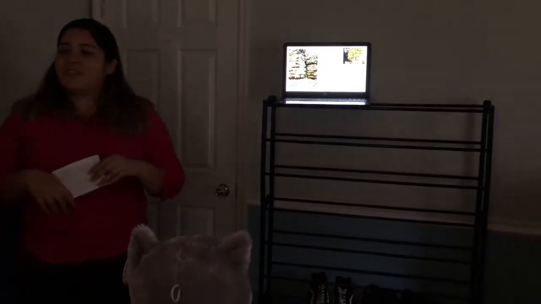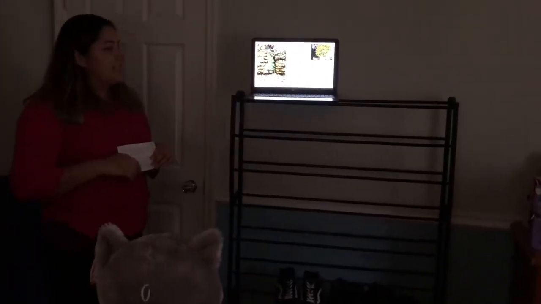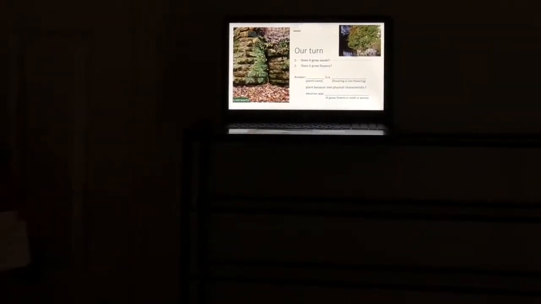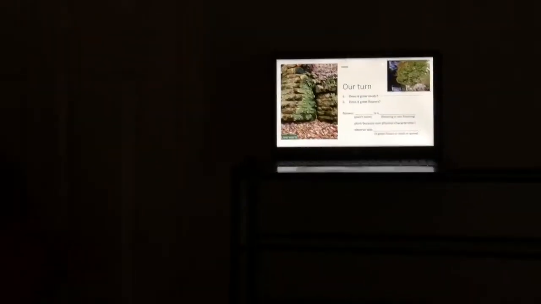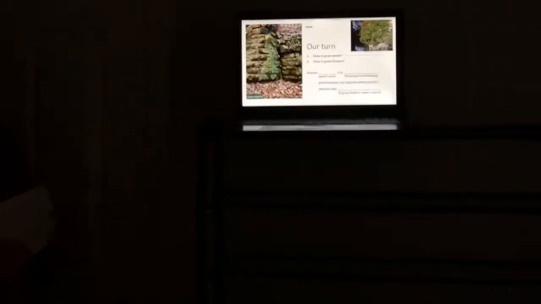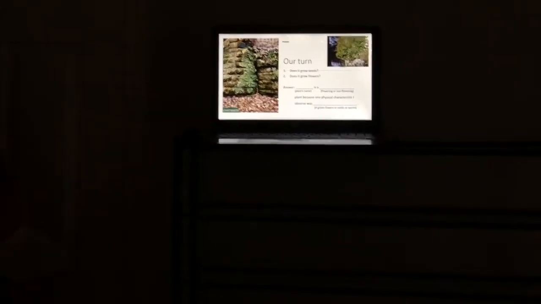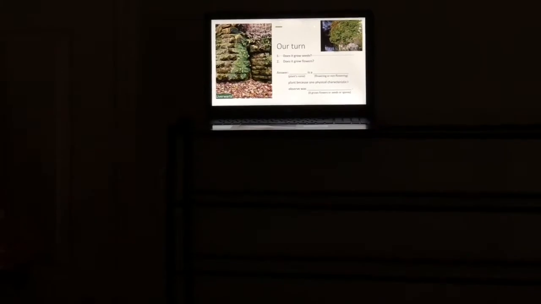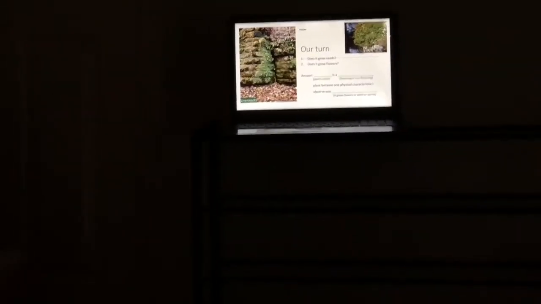Who thinks it's with spores? Okay, so answer this for me. The plant's name is liverwort, so is liverwort a flowering or non-flowering plant? Non-flowering. Excellent, because one physical characteristic that I observed was, does it grow flowers, seeds, or spores? Spores. It grows spores. Excellent.